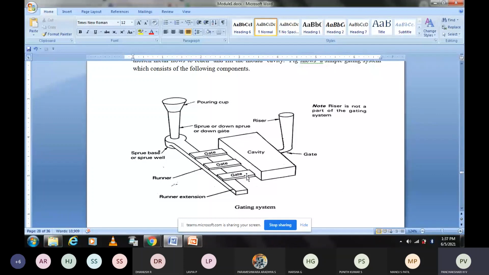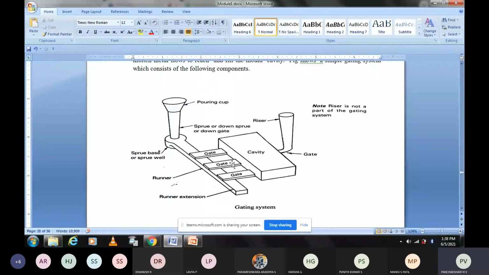Two purposes it will serve. So these are the various components of the gating system. Pouring cup, this is the sprue, down sprue or just sprue, and then this is the runner for the purpose of allowing the liquid to flow, and these are the gates for the purpose of allowing the liquid to enter into the mold cavity. This is the mold cavity, and this is another gate or back gate.